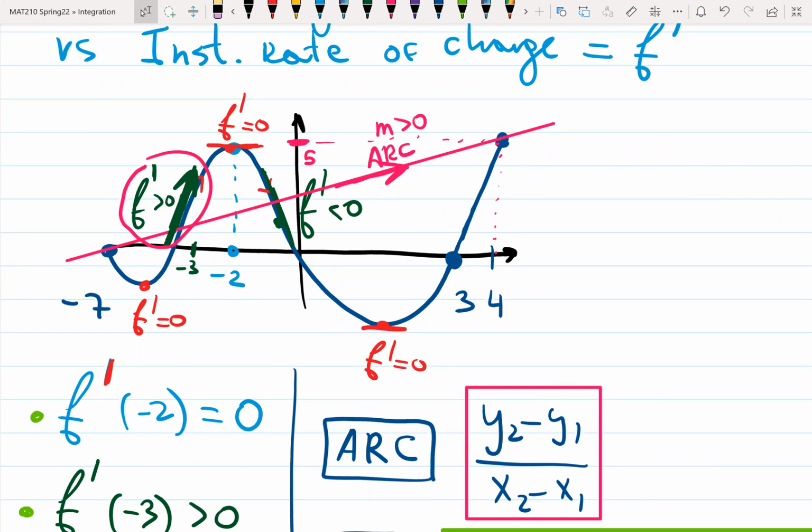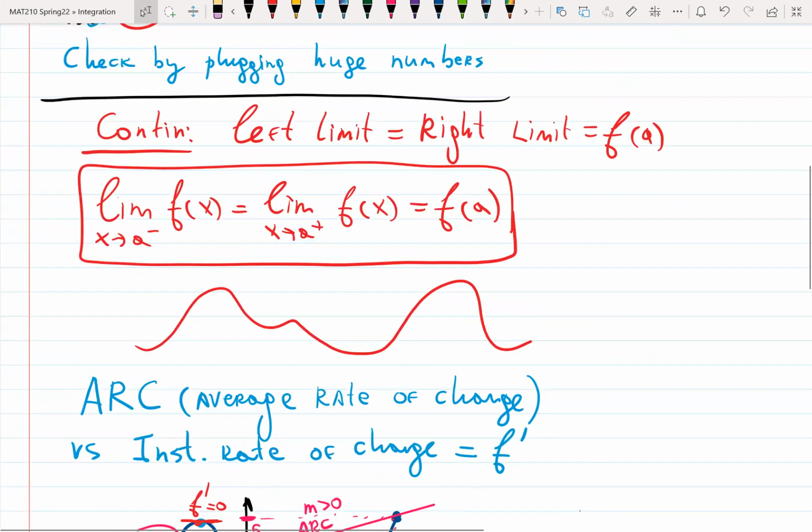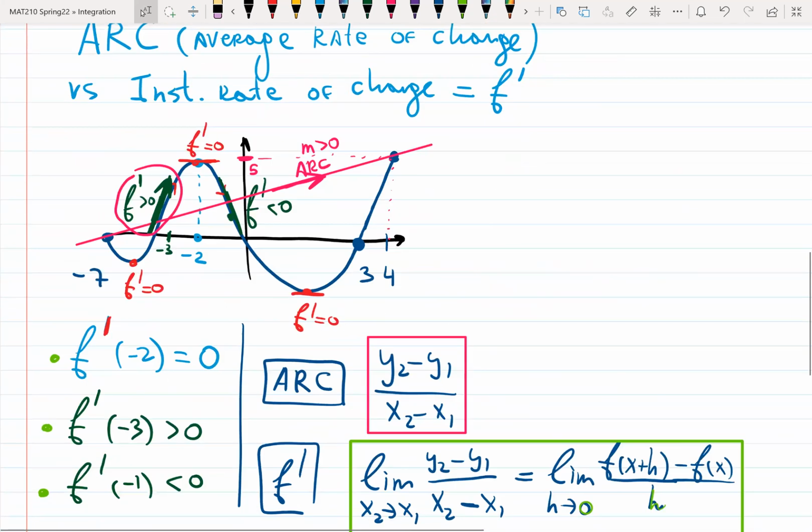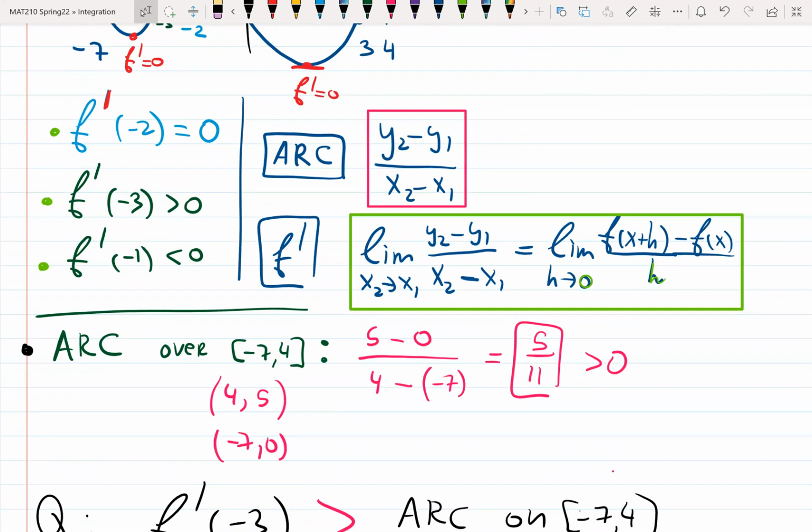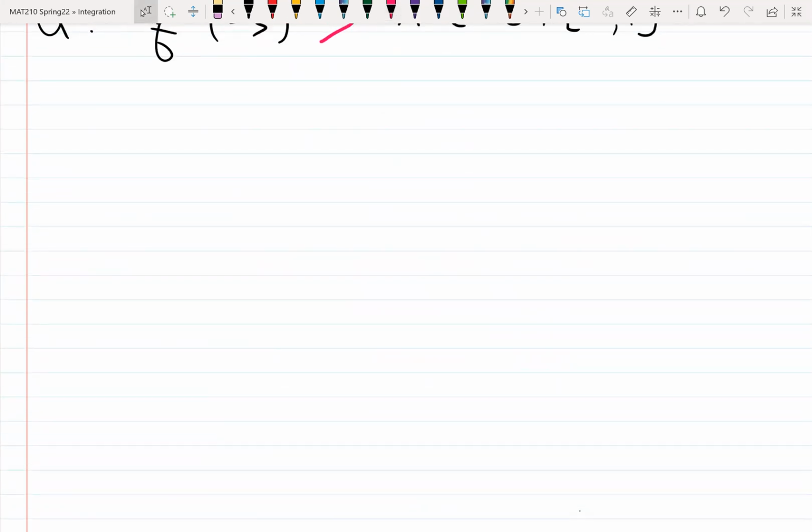Do you need to know? You need to know the definition formula. Definitely have this formula, this one in green. So this is important, ARC and derivative. Now moving on. Let's see.